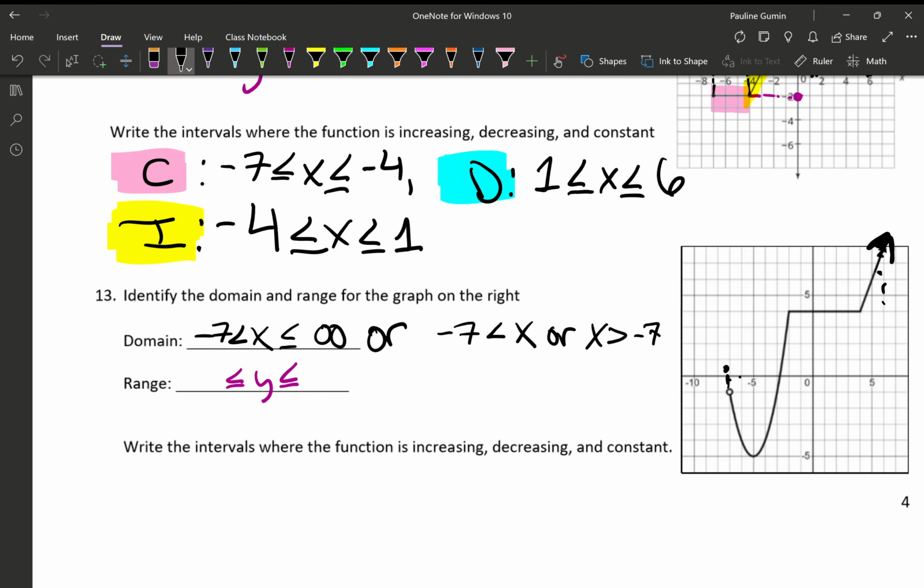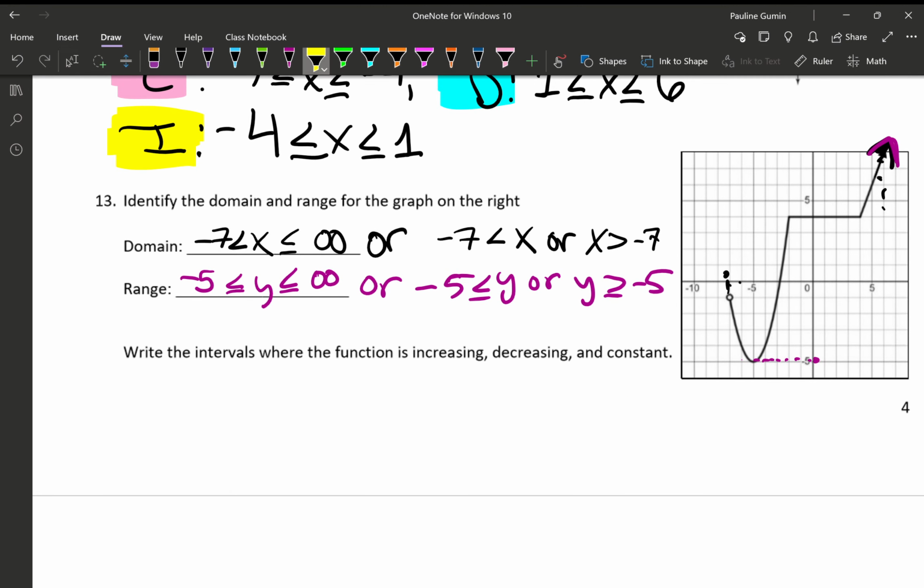You could also go as far as to flip it to say that x is greater than -7 that way. All right, range. The lowest part of my graph is at -5, and it's colored in, so closed circle. And it looks like there's no top also because we're going on forever. So infinity. Or of course you can say that -5 is less than or equal to y, or you can flip-flop it, y is greater than or equal to -5. Either way you do it would be correct. Now let's do some intervals. All right, starting left to right.